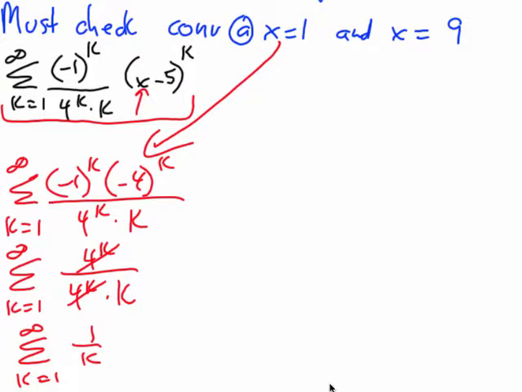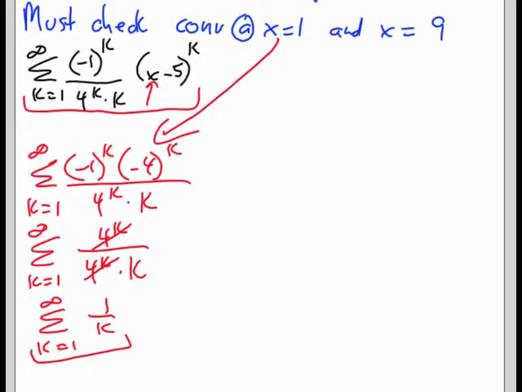And so my series becomes this, which I know is a harmonic series, which diverges. In other words, x equals 1 will make my series diverge. So this will not be part of my interval of convergence.